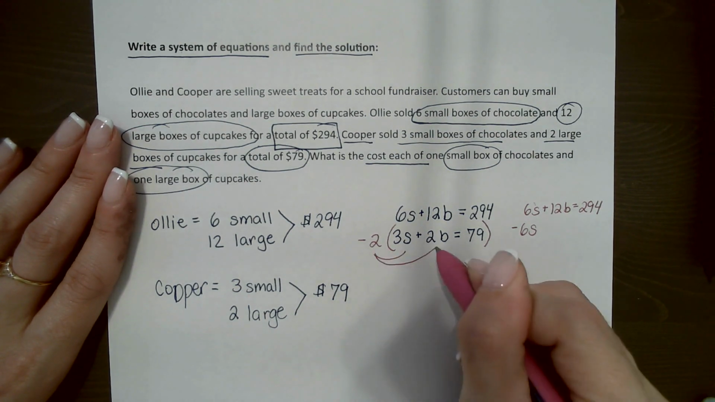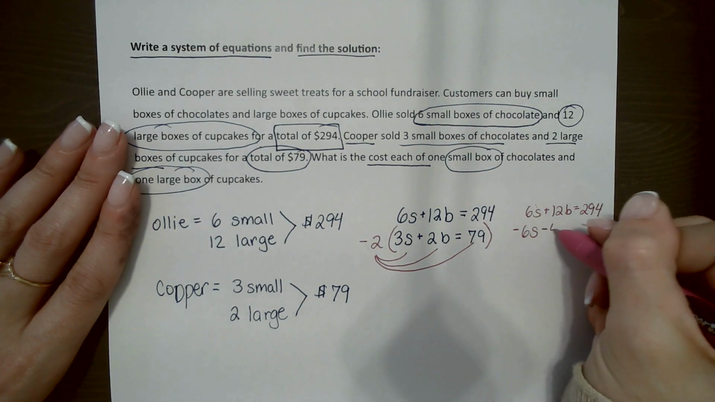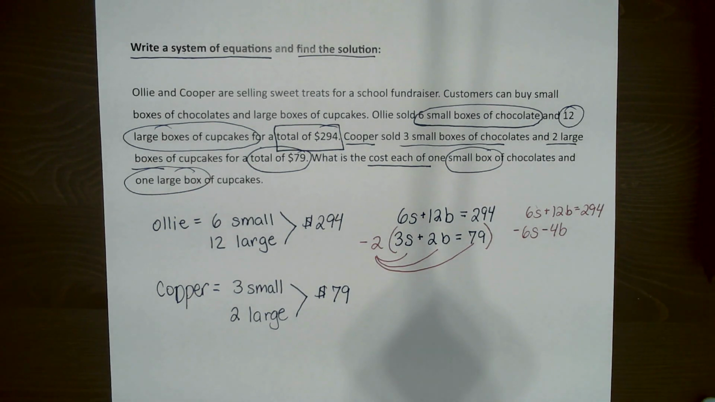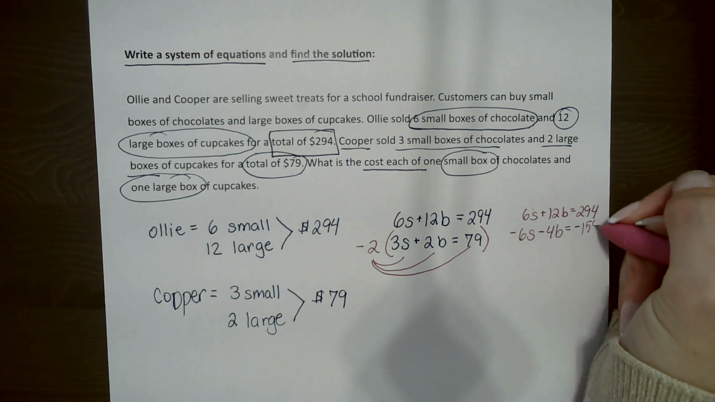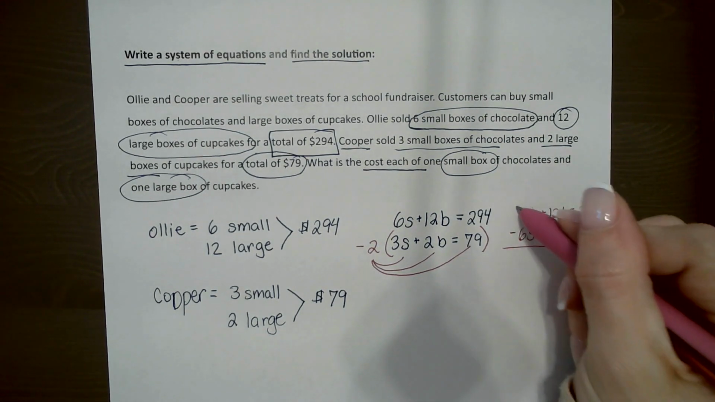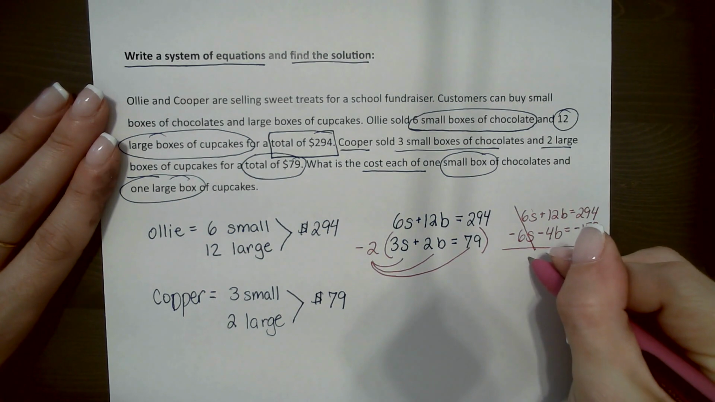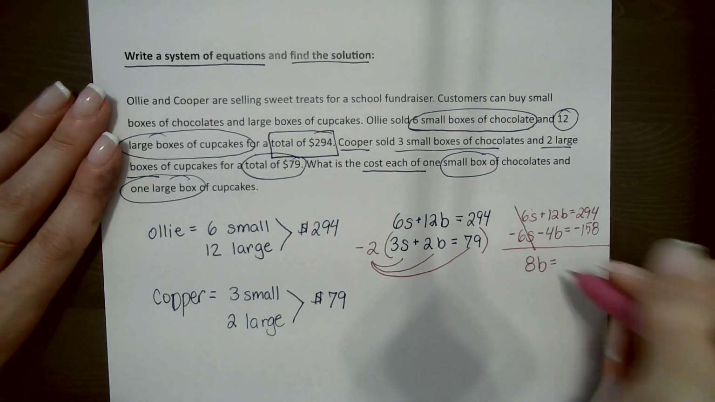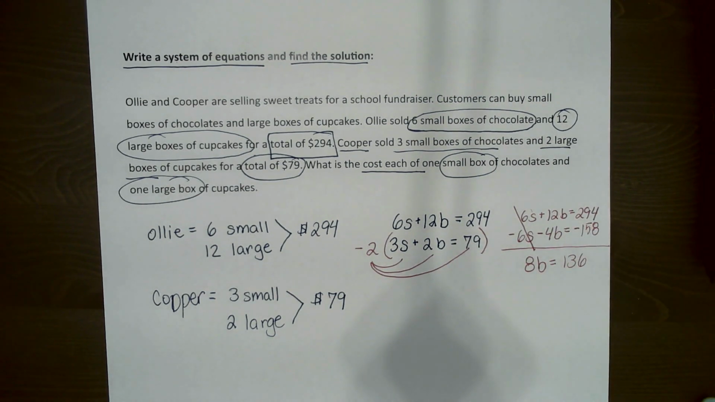But I have to remember, I have to distribute to all 3 terms. So this would be -6s minus 4b. And then we must still multiply 79 times 2, and we get -158 because it was -2. Now, when we add these equations together, the s's cancel out. So 12 big boxes minus 4 big boxes is 8 big boxes. And then 294 minus 158 is 136.